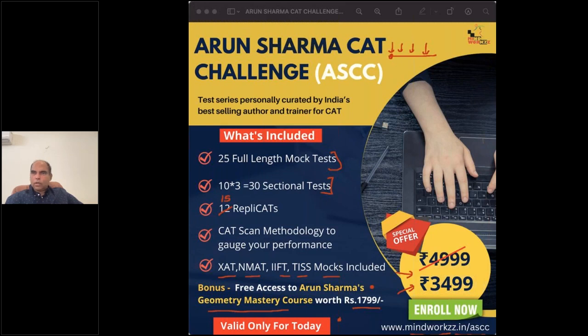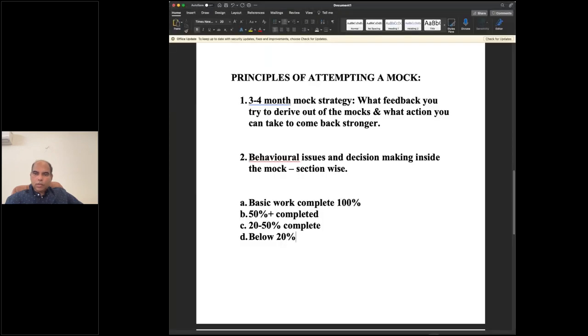And as you start taking your mocks, as you get feedback, you can keep your chapters. I mean, aisa koi zaruri nahi ki you do the chapters only in the order in which they are mentioned. You can actually do the chapters according to what the mocks are telling you in that order also.